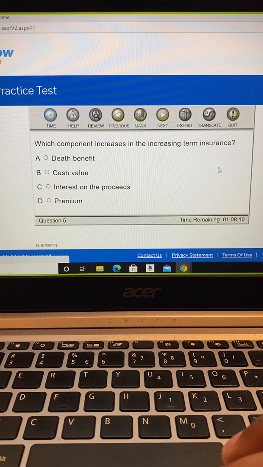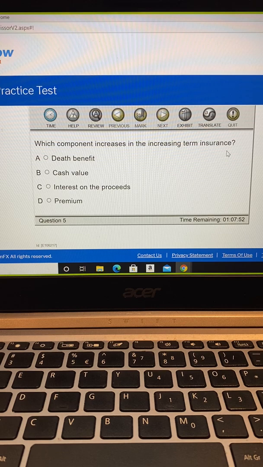Which component? Kyle, you can do that one. Read it out loud. Which component increases in the increasing term insurance? Okay, so increasing is the level premium, the death benefit.